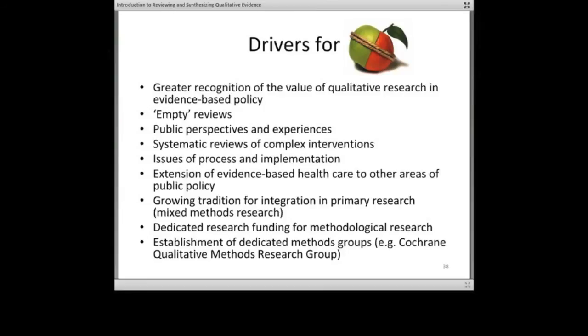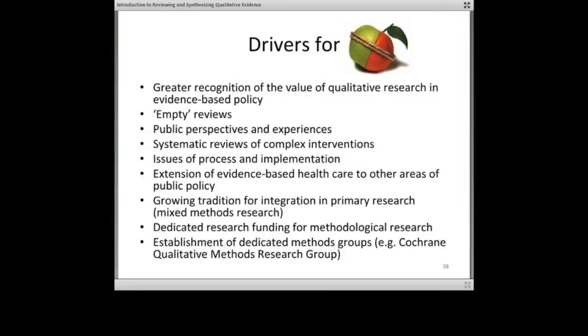One of them is the greater recognition of the value of qualitative research in the evidence policy movement. We also were faced in the past with a lot of empty reviews stating, oh, we didn't find any RCTs. And we all know how hard it is to conduct an RCT, for example, in a school setting. You can't just randomize pupils across interventions. You have to work with groups. So there are a lot of practical limitations that lead to these empty reviews where there's lots of evidence that could be taken into account. There's also an increasing demand from funders for an incorporation of public perspectives and experiences in those sorts of reviews, which has sparked the mixed methods debate.